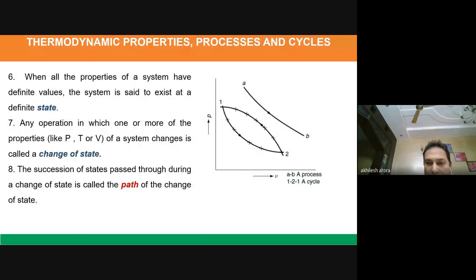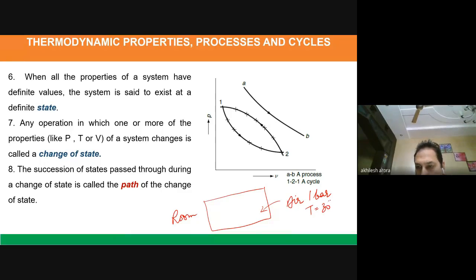For example, I have a big room. Let us say this is a room here, and there is air inside this room. Now let us say this air is at a pressure of 1 bar and its temperature is 30 degrees Celsius. So pressure is 1 bar and temperature is 30 degrees Celsius.